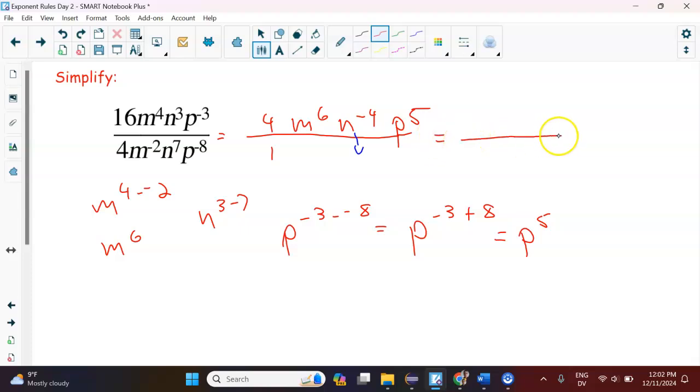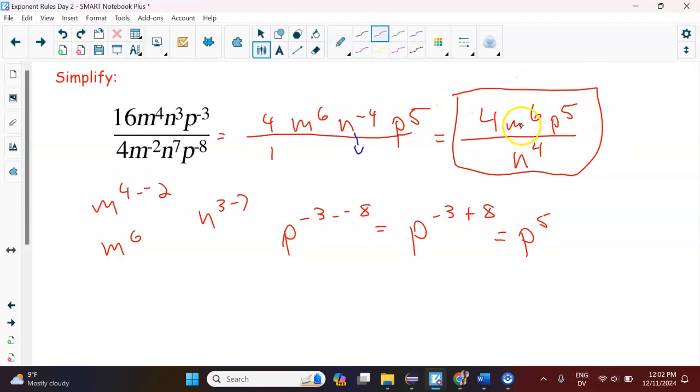And then the next part is, again, like we already talked about, move the negative exponent down. So we have a 4 and m to the 6th and p to the 5th. Those are positive exponents. Keep them up top. And then the n to the 4th moves down. And then that would be our final cleaned up answer.